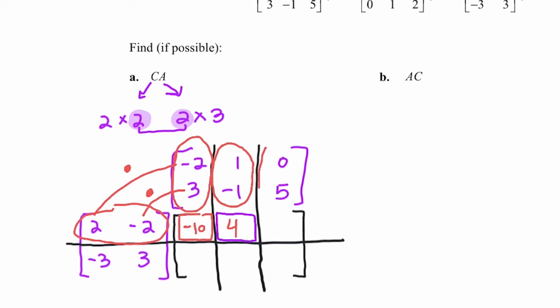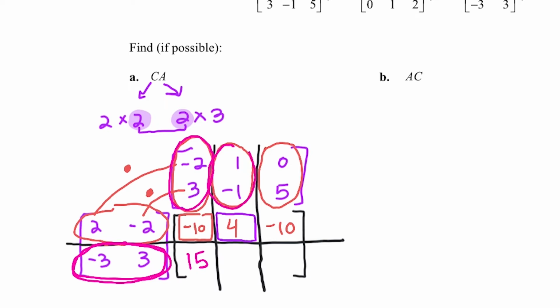Now we have the last column up here with the same first row. 2 times 0 is 0, and we will add that to -2 times 5, which is -10. Now when we move on to the second row for our answer, we will use the second row down here. So -3 and 3, and we're back to the first column up top. So -3 times -2 is 6, and we'll add that to 3 times 3, which is 9. So 6 plus 9 is 15.